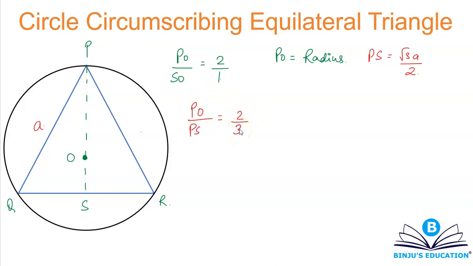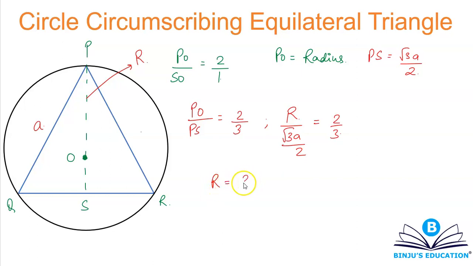Again the same thing, PO is 2x, SO is x. So PO divided by PS. Now what is PS? PS is PO plus SO, that is 2x plus x. Alright, so PO by PS is 2/3. Now what is PO? PO is acting as the radius, so write that as capital R. We use small r for the previous one, that's why I'm writing this as capital R. So R divided by root 3a by 2 is equal to 2/3.